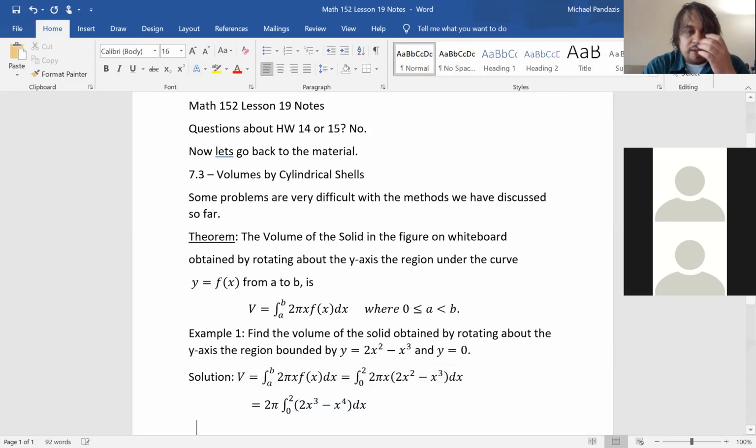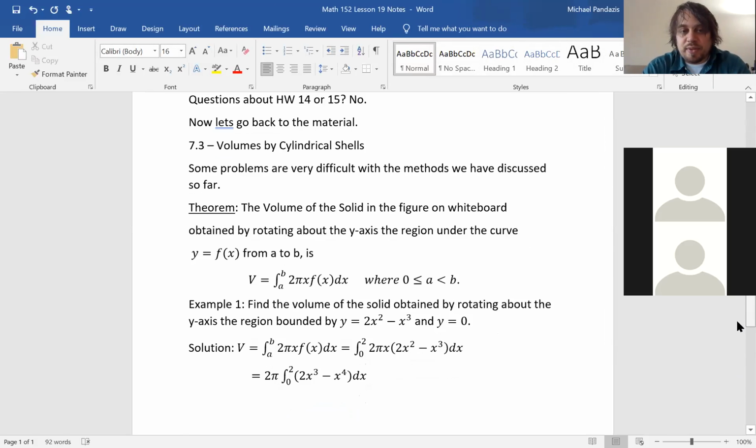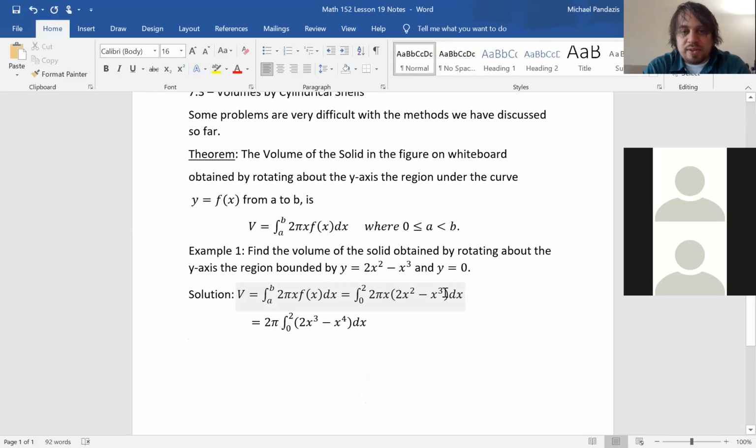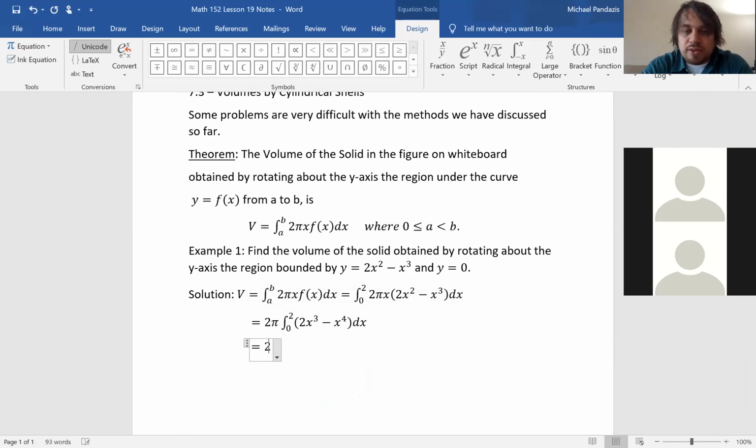All right, so just don't forget things. You have the x times that. You get this. Now calculate the definite integral. So this is equal to 2 pi times an antiderivative of that. You get x to the 4th over 2, because it's 2x to the 4th over 4, and 2 over 4 is 1/2. This is minus x to the 5th over 5. And then this is evaluated from 0 to 2.